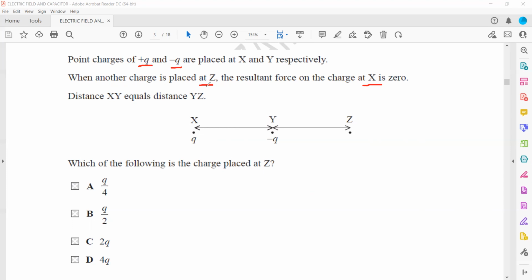The distance XY and the distance YZ are the same. Which of the following is the charge placed at Z? So how can we work out what is the charge placed at Z so that the resulting force should be 0?